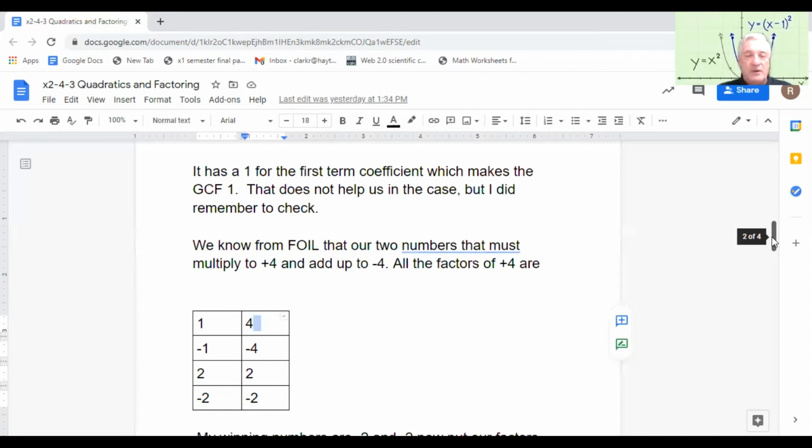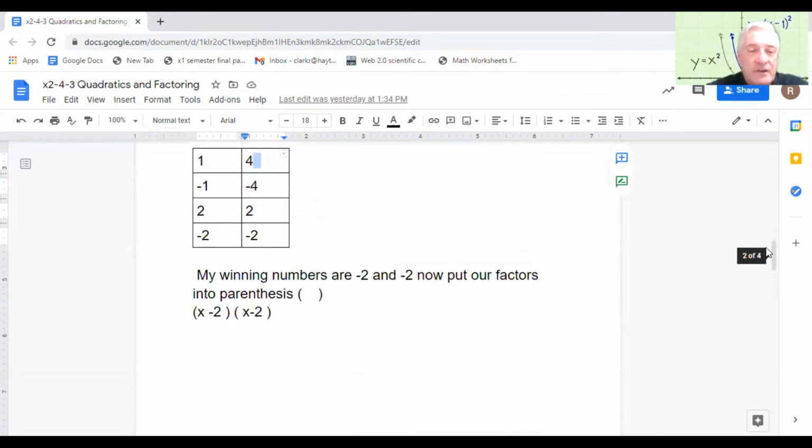So now we put our parentheses down. We've got an x and an x. We've got minus 2, minus 2. And that is our factorization. It is not our solution. In the next video, I'll talk about how to take those factors and make a solution.